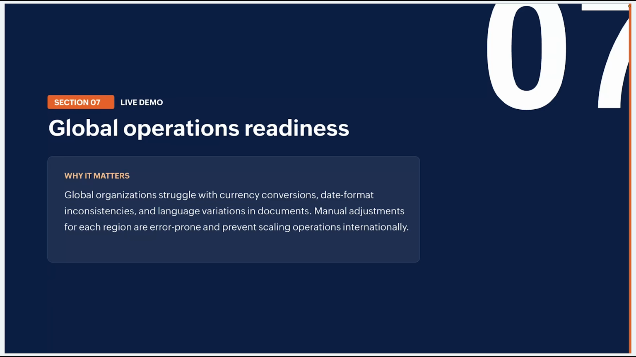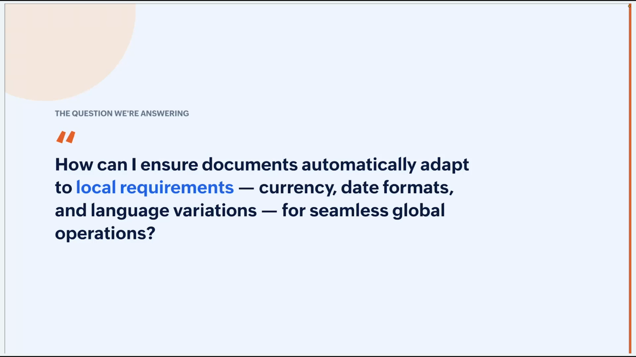Global organizations often have to deal with different currencies, date formats, number formats, and even languages. If someone has to manually tweak the currency symbol or rewrite a clause every time you send a document to another region, you'll never really be able to scale document automation. So the question is, how can I ensure documents automatically adapt to local requirements like currency, date formats, and language variations for seamless global operations?